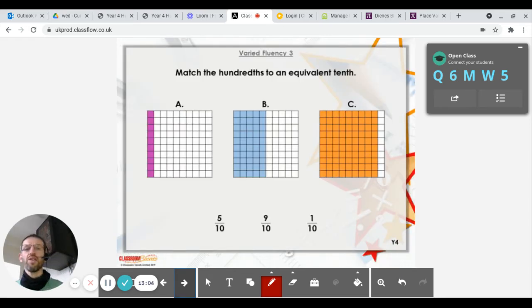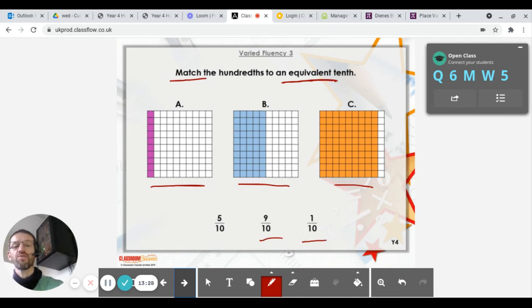Okay. Varied fluency. Match the hundredths to an equivalent tenth. Remember, when we say the word equivalent, we are talking about things being equal. We're doing a matching task, so we've got 3 pictures at the top here, and we've got to match them to the 3 fractions at the bottom. The fractions are all in tenths, but you'll notice that the pictures are all in hundredths.